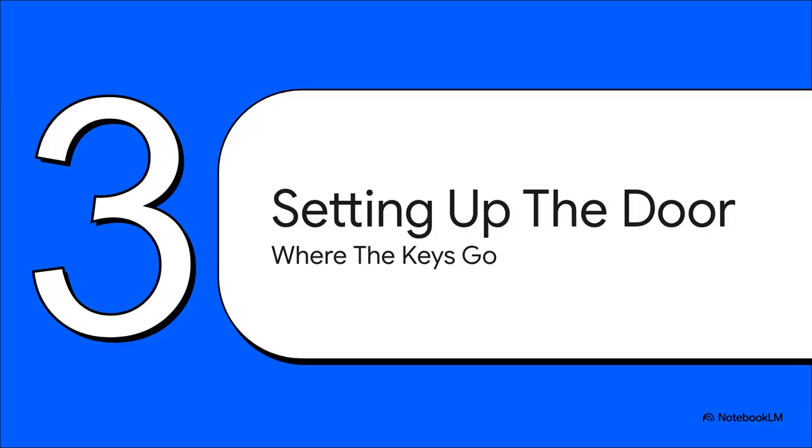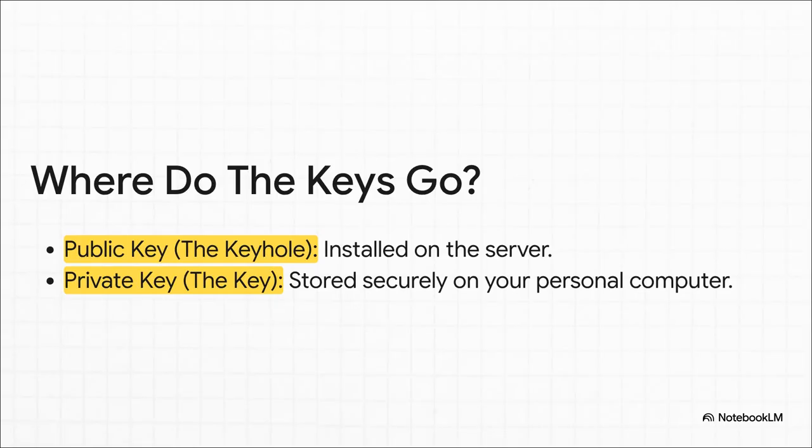Okay, so that's the theory. How do we actually put this into practice? Let's talk about setting up that door. It's actually really straightforward. You take your public key, our keyhole, and you install it on the server you need to get into. You're basically telling the server, hey, this is the lock I use. Meanwhile, that precious private key, the physical key, it stays with you, stored securely on your own personal computer. So just remember, the keyhole goes on the destination, but the key always stays with you.